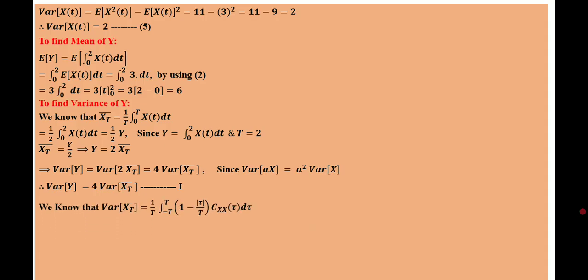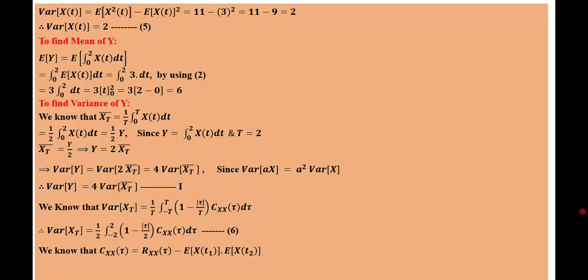We know that variance of x bar of t is equal to, from the formula, 1 by T integral minus T to plus T of 1 minus modulus tau by T times covariance of tau d tau. So variance of x bar of t is equal to 1 by 2 integral minus 2 to plus 2 of 1 minus modulus tau by 2 times Cxx of tau. Now we need to find Cxx of tau, that is equal to Rxx of tau minus expected value of x of t1 into expected value of x of t2.